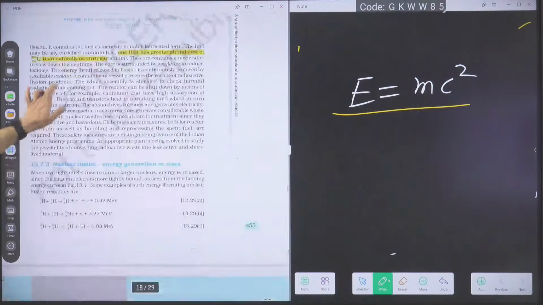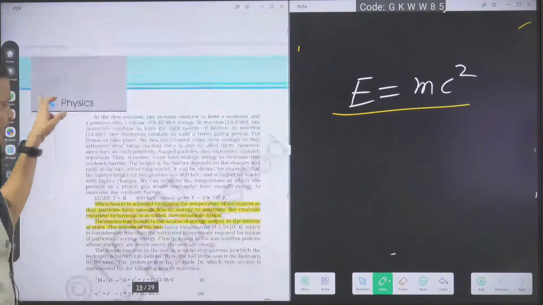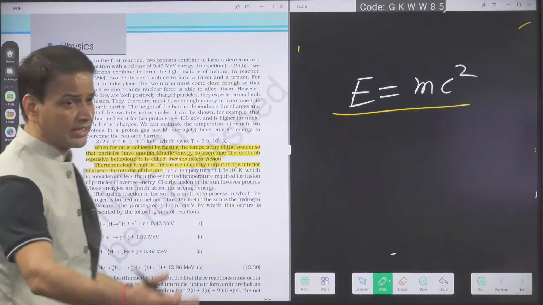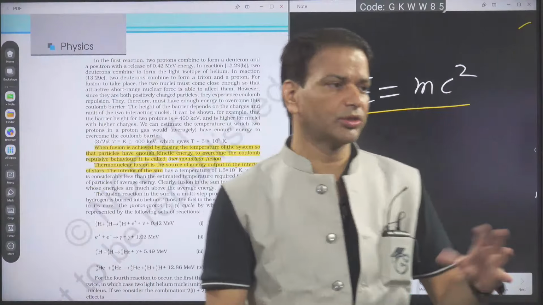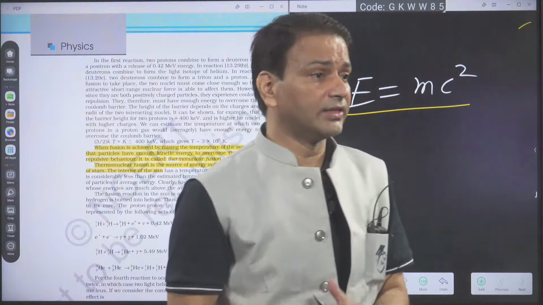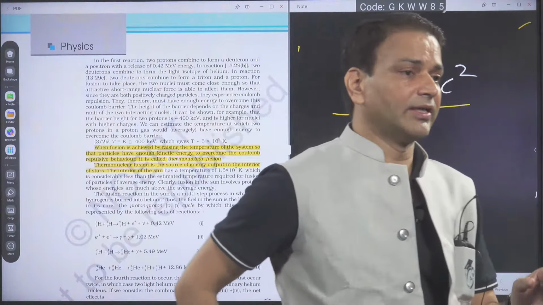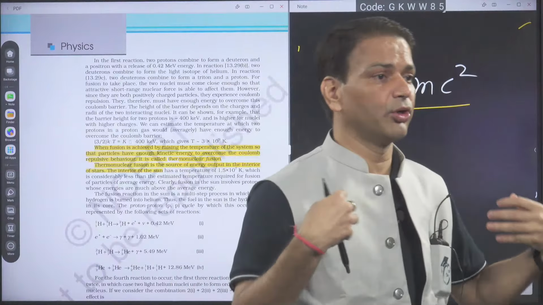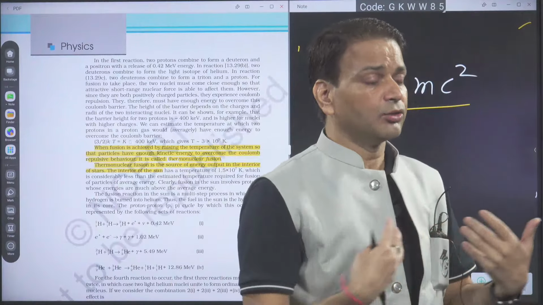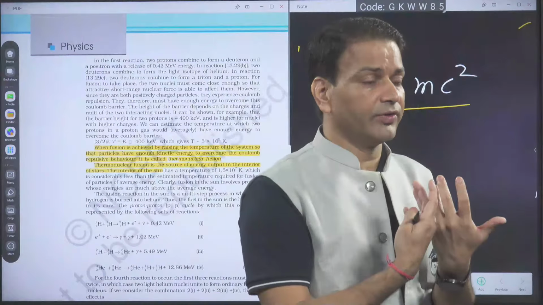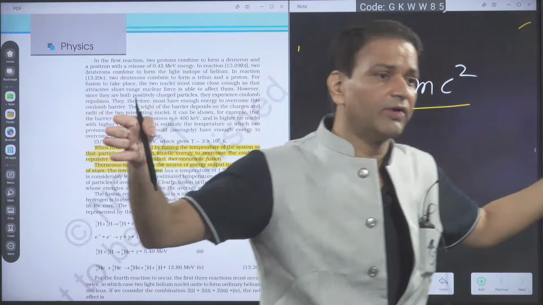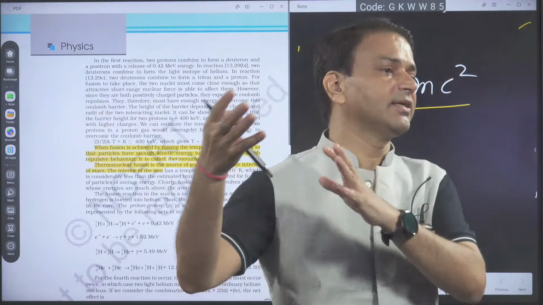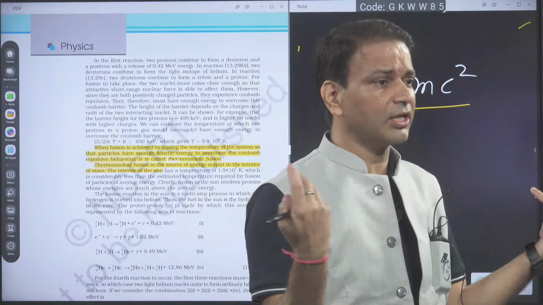Then nuclear fusion. Nuclear fusion means lighter nuclei are combining and forming heavier nuclei. Like hydrogen fuse and form helium. In nuclear fusion, one thing we have to remember: when two nuclei are going to fuse, they are going to meet. Nucleus has positive charge, so they will repel each other. To overcome the repulsion force, we need high kinetic energy. So they will go with a very high kinetic energy and fuse. That's why fusion reaction takes place at high temperature. Why? To cross the Coulomb barrier.